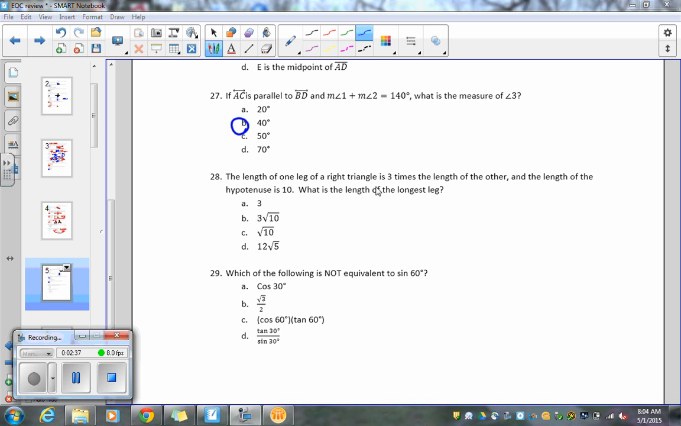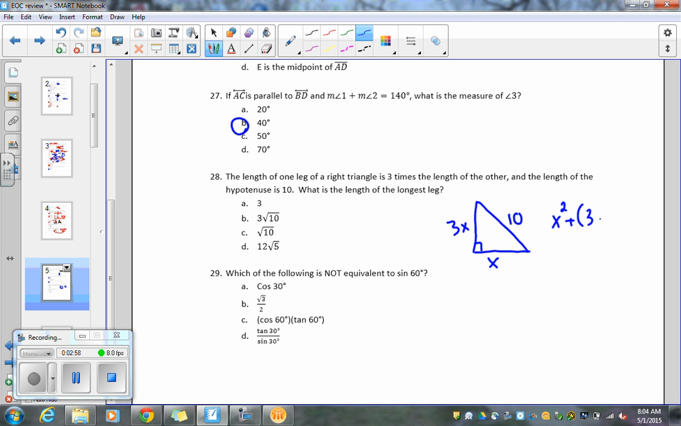Okay, question number 28. The length of one leg of the right triangle is 3 times the length of the other. So we're going to draw our triangle here. If this was x, this would be 3x, and the length of the hypotenuse is 10. So we're using the Pythagorean theorem: x squared plus 3x squared is equal to 10 squared. You're going to solve it, but I'm just going to help you out. x squared plus 3x squared ends up being 9x squared is equal to 100. And you can solve from there.